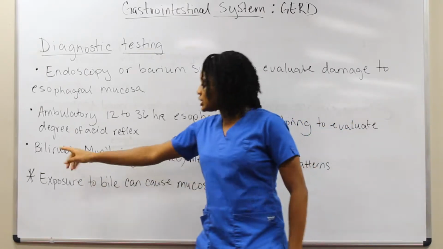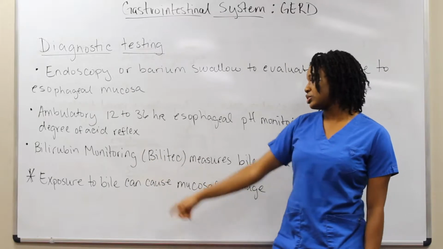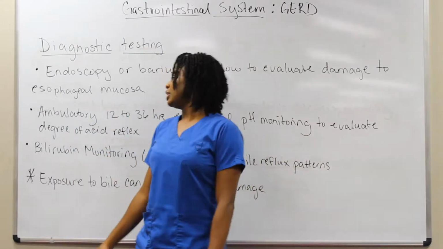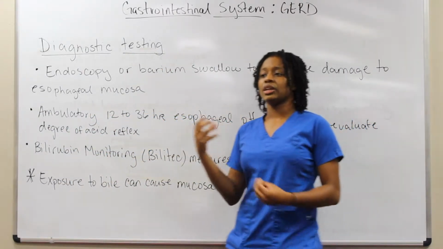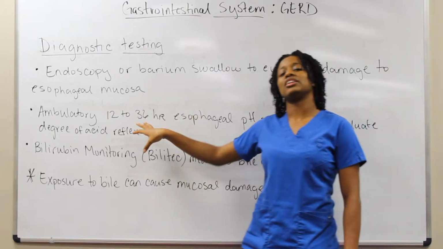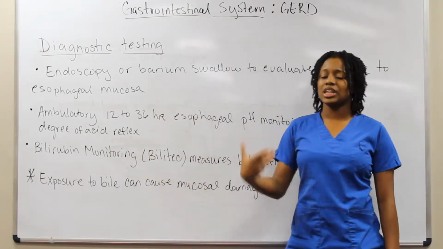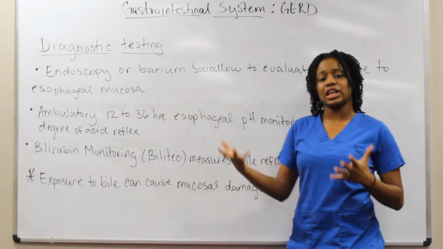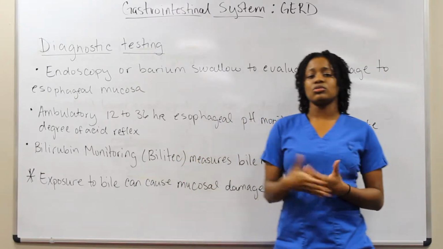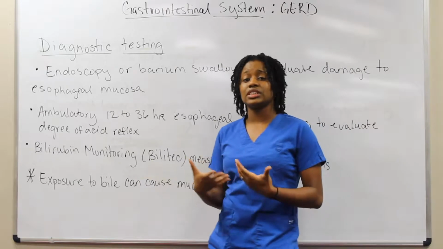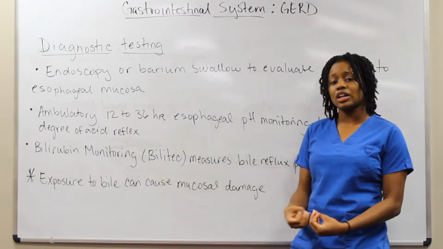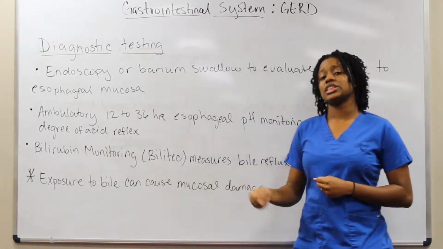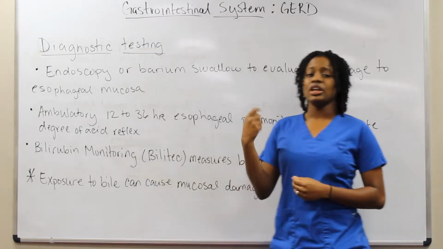The next thing you have is your bilirubin monitoring, which is also known as Bilitec. And what that does is it measures the bile reflux patterns going on within the body, okay? And as you can see, when I had the drawing before, I also had the liver up on there, and the liver does play a part with the digestive system, mainly the gallbladder, which spits out bile because that helps to break down the fatty foods that we eat. And when you have a regurgitation, a reflux, right, some of that bile can end up coming up into the esophagus as well. So they will also do that type of monitoring to see if there is any bile measured within the esophagus, okay?